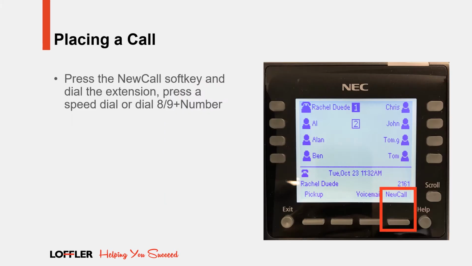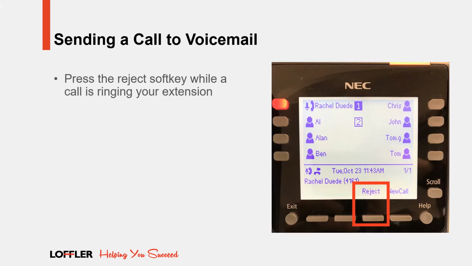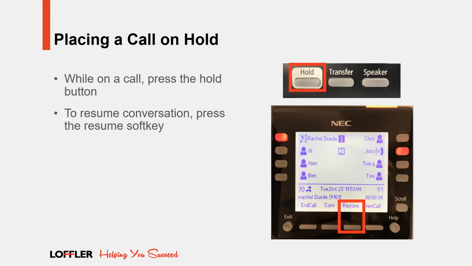To place a call, either pick up the handset, press the speaker button, or press the new call soft key and dial the extension, press a speed dial, or dial the trunk access code 8 or 9 and then the number. To send a call directly to voicemail, press the reject soft key while the phone is ringing. To place a call on hold, while on a call, press the hold button. To continue a call, press the resume soft key.